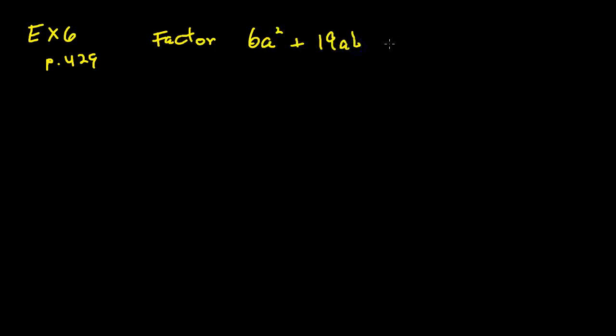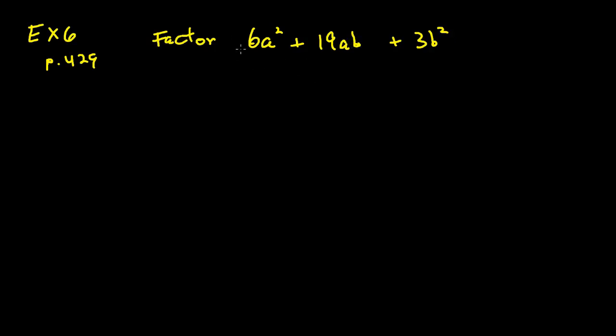All right, this is example 6. I want to illustrate next example 6 on page 429. And this one's a little nastier still. Not too bad, though, if you think about it for a minute. We're asked to factor 6a squared plus 19ab plus 3b squared. This is still a trinomial. It's still a degree 2 trinomial. But notice we got more than one variable.